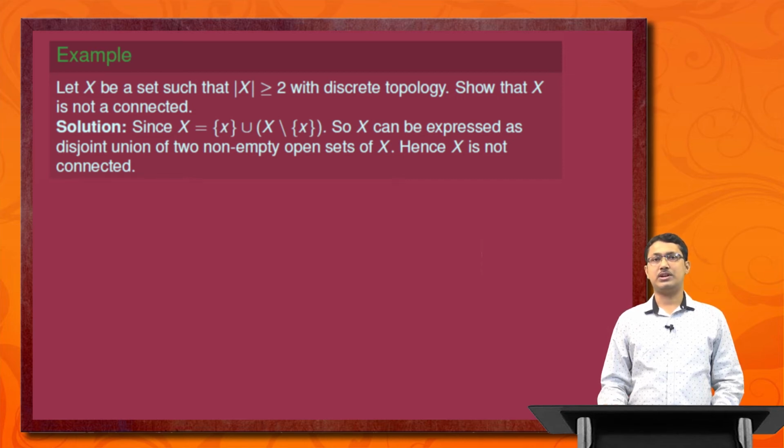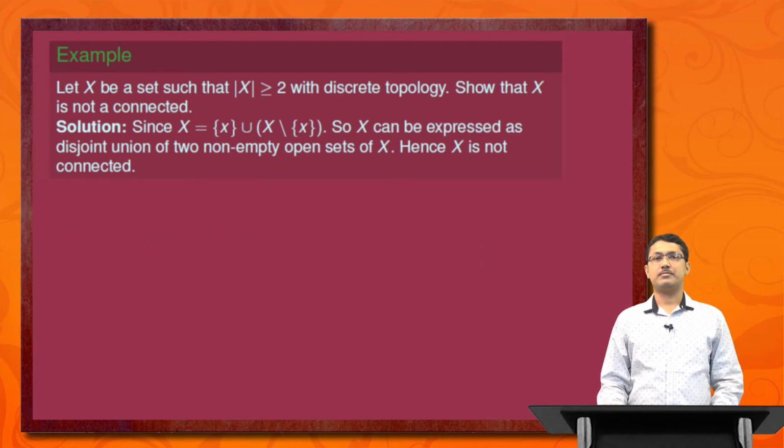So the first one contains only one element, that implies the second one, X minus singleton x, also contains at least one element. So both of them are open and non-empty, and X can be expressed as a disjoint union of two non-empty open sets. So X is not connected.